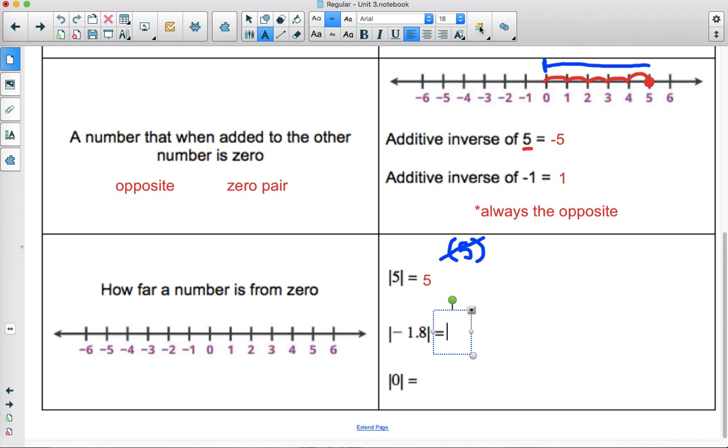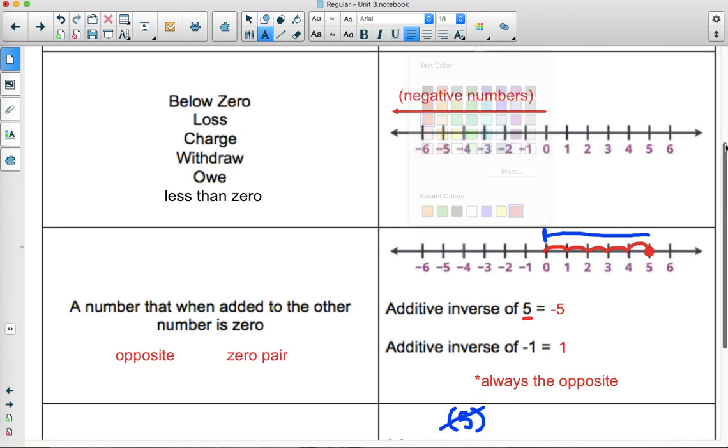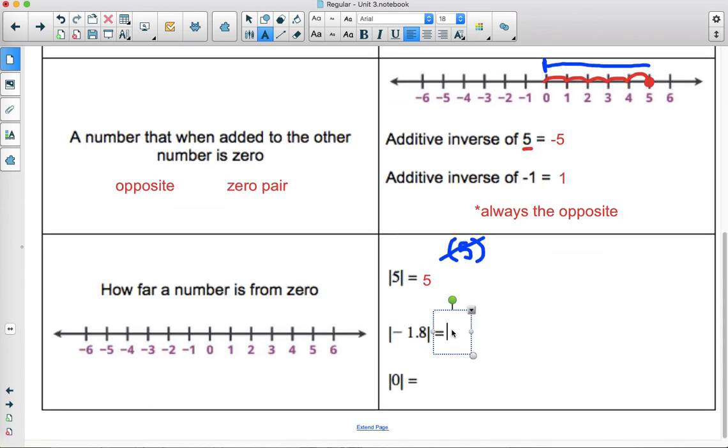So if I'm going to write the absolute value of negative 1.8, it's going to be positive 1.8. We're 1.8 spaces away from 0. Our last example here, the absolute value of 0. 0 is 0 spaces away from 0, so the absolute value of 0 is 0.